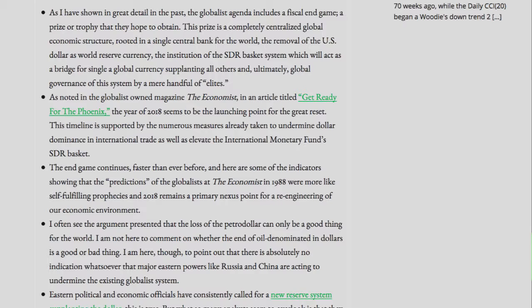This prize is a completely centralized global economic structure, rooted in a single central bank for the world, the removal of the U.S. dollar as world reserve currency, the institution of the SDR basket system, which will act as a bridge for single global currency supplanting all others, and ultimately global governance of this system by a mere handful of elites.